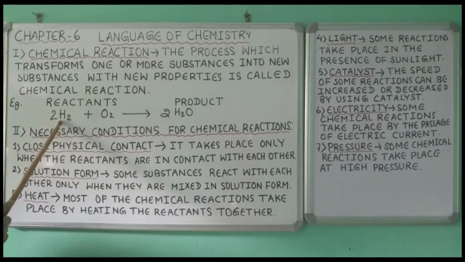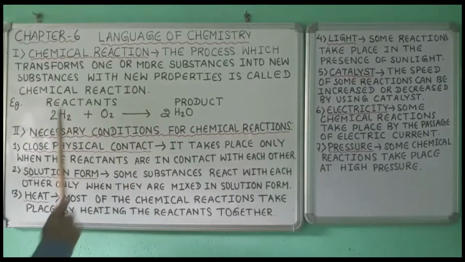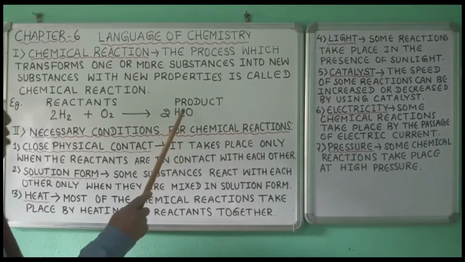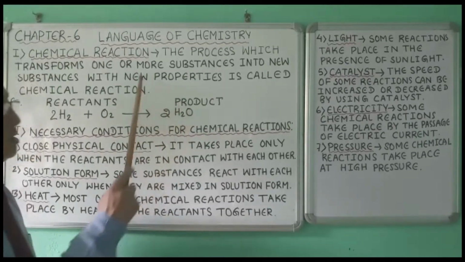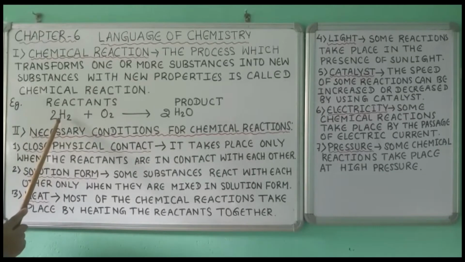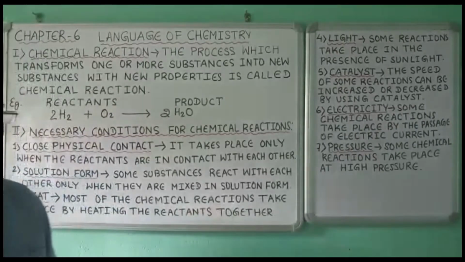Hydrogen reacts or combines with oxygen of the air to form a water molecule. In this reaction, hydrogen and oxygen are the chemical substances that take part in the reaction, so hydrogen and oxygen are called reactants, and water is the product which is formed as a result of the chemical reaction between hydrogen and oxygen. So water is a product.